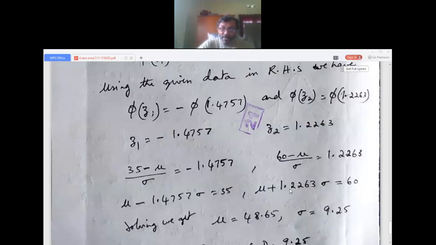You will get sigma as 9.25. First you subtract: if you take this as 1 and this as 2, do 1 minus 2, and you will get the value of sigma. Once you get the value of sigma, put it in any one of the equations, or you can add and subtract also. You will get the value of mu, that is 48.65. The value of sigma, that is standard deviation, is 9.25.